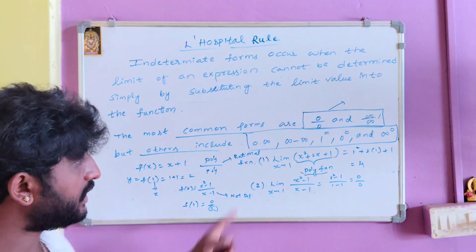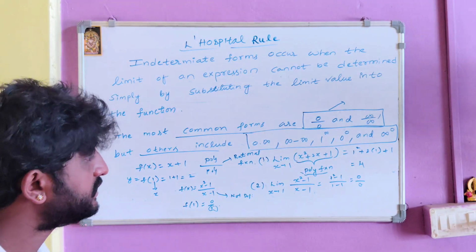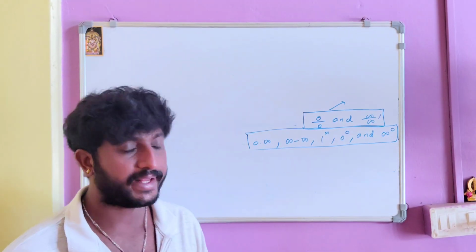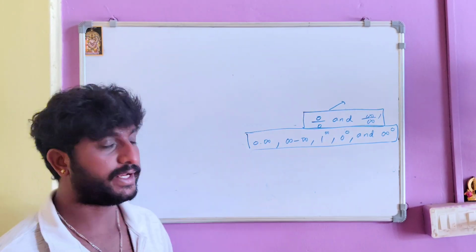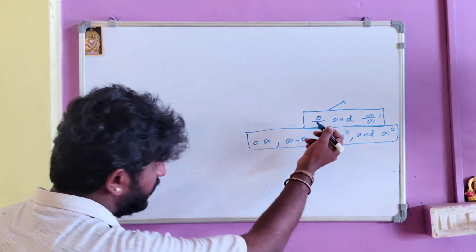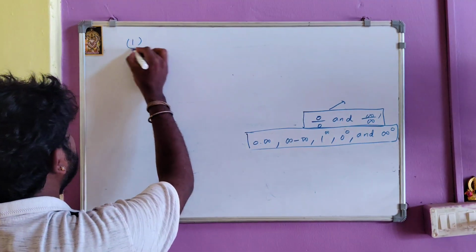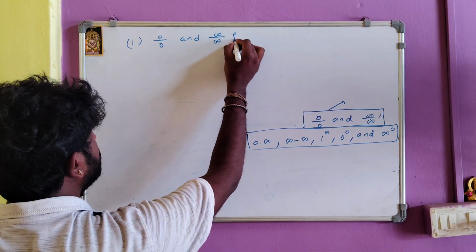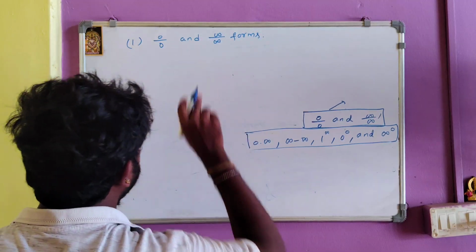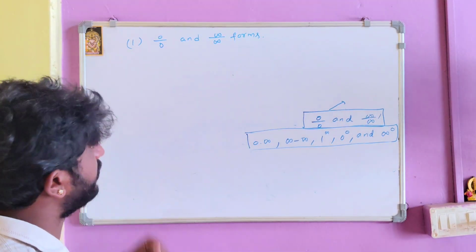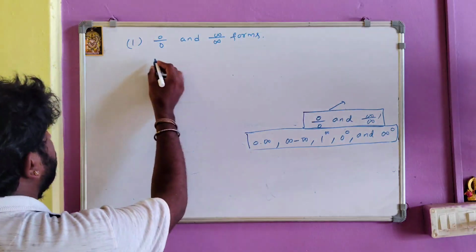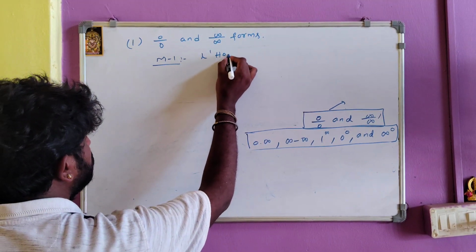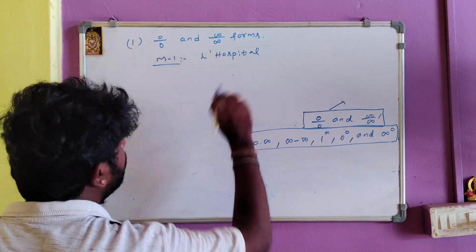These forms we also call indeterminate forms. Now let's discuss various methods to solve these indeterminate forms. First, for the 0 by 0 and infinity by infinity forms, to solve these two indeterminate forms, method one is L'Hopital rule. The most powerful method, L'Hopital rule.